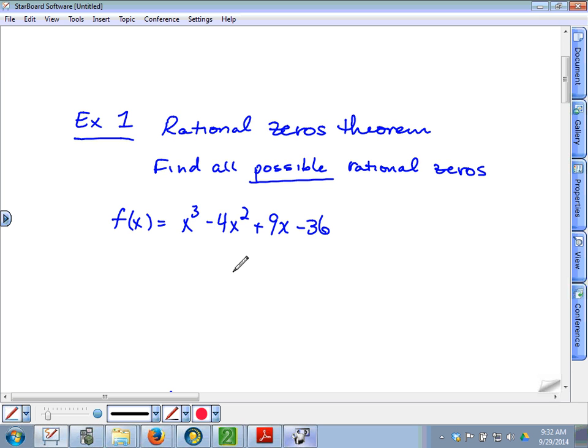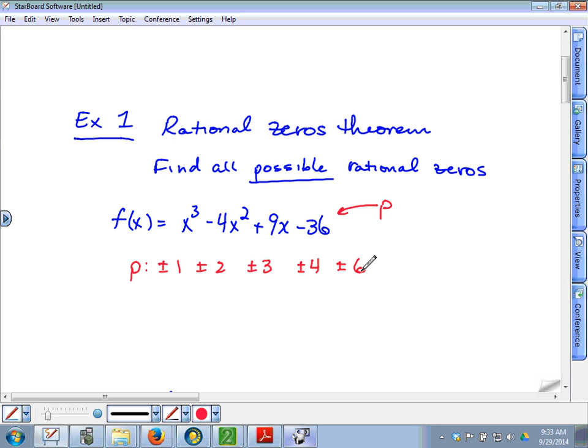Now, what are the factors of P? Where are we getting the numbers from, Gavin? Yep. The constant at the end, that's where we get P from. So plus minus 1. Oh man, 36 has a ton of them. Plus minus 1. Plus minus 2. Plus minus 3. Plus or minus 4. Plus or minus 6.